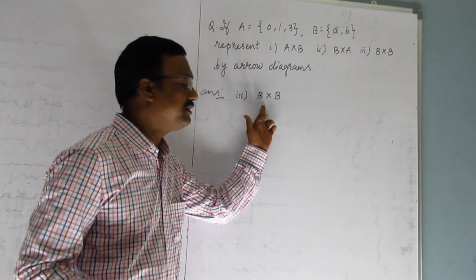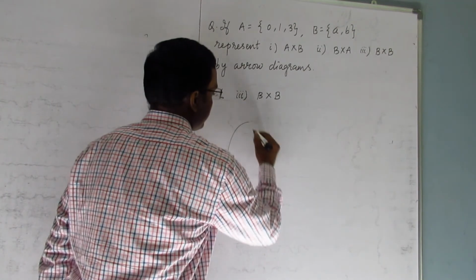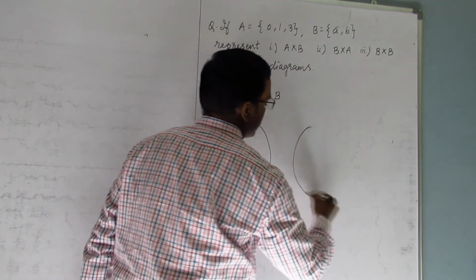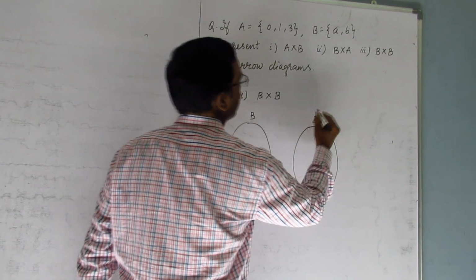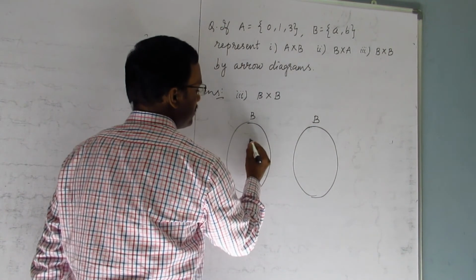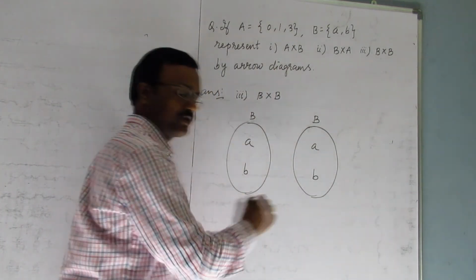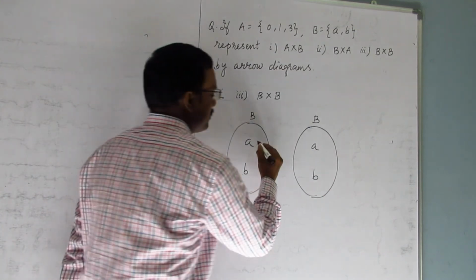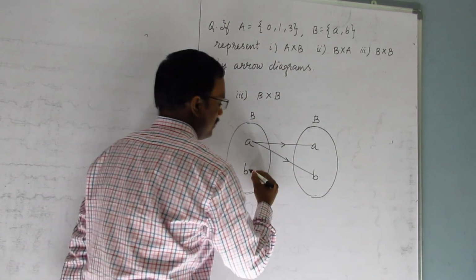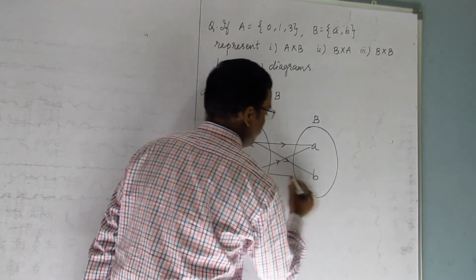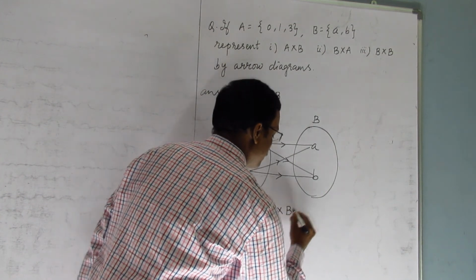Now thirdly B cross B. In B cross B, the first set is B and the second set is also B. So this is B and again B. B contains elements a, b. Here also a, b. Now show all possible arrows here. So a to a, a to b. Then b to a and b to b. So this is the Cartesian product B cross B, students.